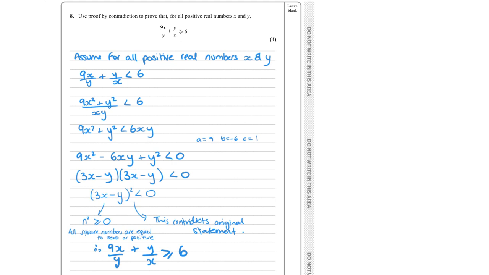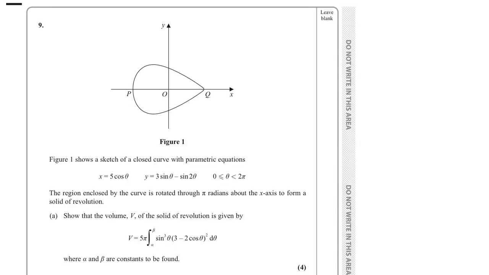Okay, question 9. So, Figure 1 shows a sketch of a closed curve with parametric equations. The region enclosed by the curve is rotated through pi radians about the x-axis to form a solid of revolution. Okay, if we're looking at a solid and we know it's been rotated through, what do we know? That we're going to need to have the integral multiplied by pi of y all squared. Okay, it's going to be our volume.